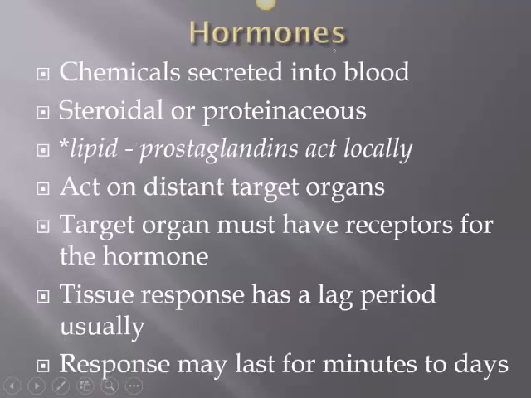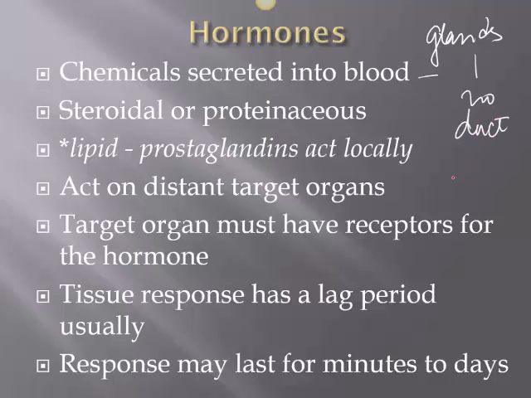And what exactly are hormones? These are chemicals which are secreted into blood in small quantities. They pass through blood, so that's why we call endocrine glands ductless glands, because the hormones are secreted directly into blood. These glands do not have ducts, so that's why these endocrine glands are often known as ductless glands.